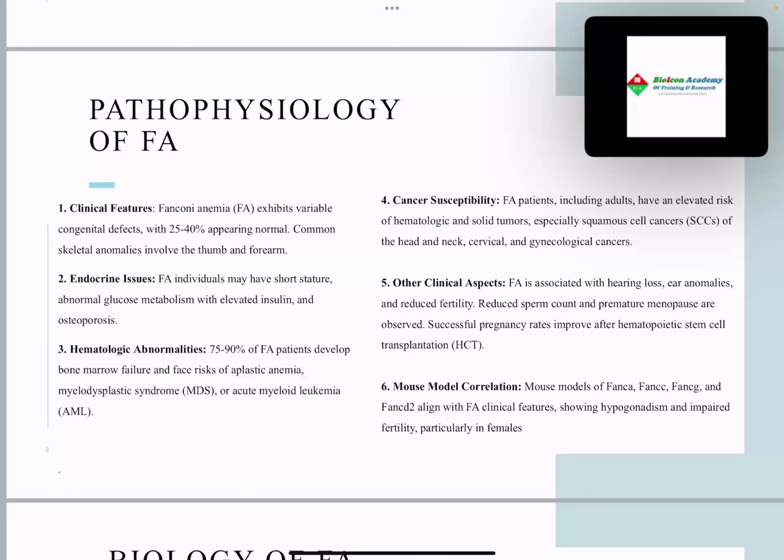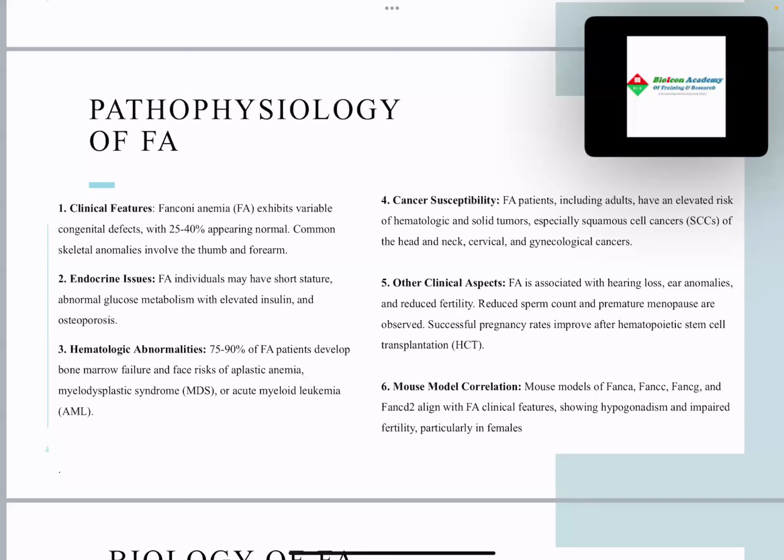Cancer susceptibility: FA patients, including adults, have an elevated risk of hematologic and solid tumors, especially squamous cell cancers, SCCs, of the head and neck, which is head and neck squamous cell cancer, cervical, and also gynecological cancers like breast cancer or ovarian cancer. Other clinical aspects: FA is associated with hearing loss, ear anomalies, and reduced fertility. Reduced sperm count and premature menopause are observed. Successful pregnancy rates improve after hematopoietic stem cell transplantation.